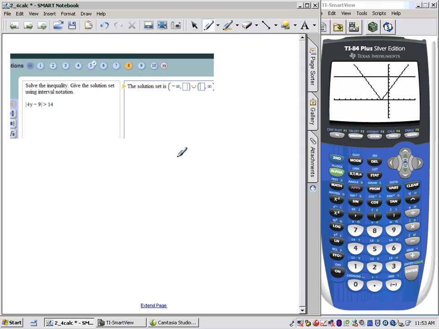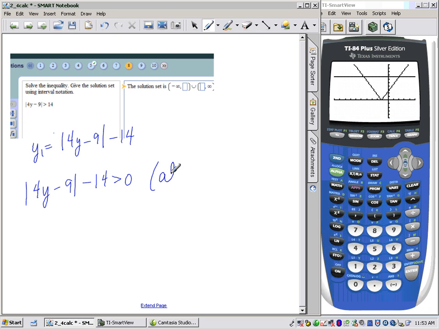Now here's a problem that's similar to that. Absolute value of 4y minus 9 is greater than 14. Let me just show you an alternate way you could do this. An alternate way is we could put in to y1 absolute value of 4y minus 9 minus 14, and there we're trying to find there where the absolute value of 4y minus 9 minus 14 is greater than 0. So this is where the graph would lie above the x-axis.